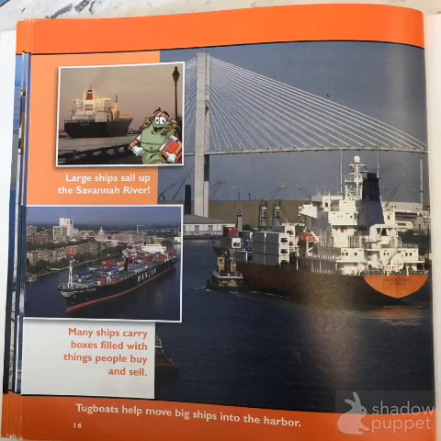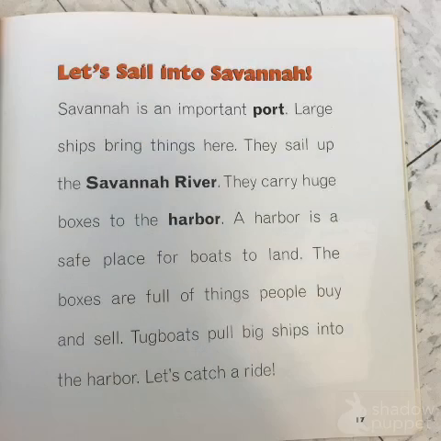Large ships sail up the Savannah River. Many ships carry boxes filled with things people buy and sell. Tugboats help move ships into the harbor. Let's sail into Savannah. Savannah is an important port. Large ships bring things here. They sail up the Savannah River. They carry huge boxes into the harbor. A harbor is a safe place for boats to land. The boxes are full of things people buy and sell. Tugboats pull big ships into the harbor. Let's catch a ride.